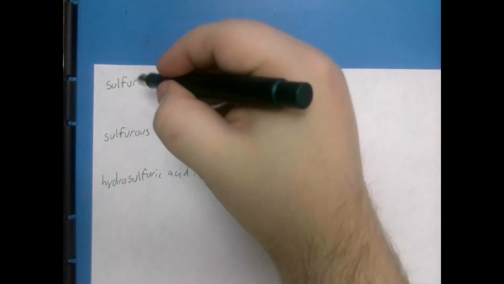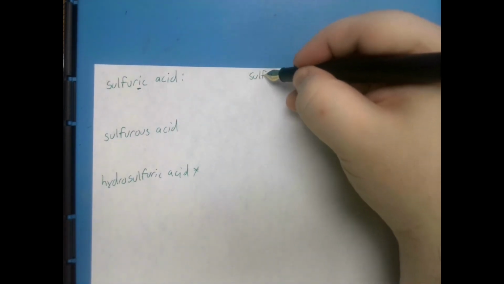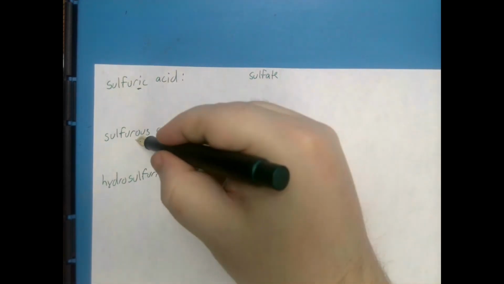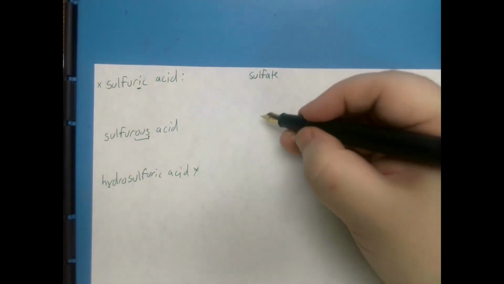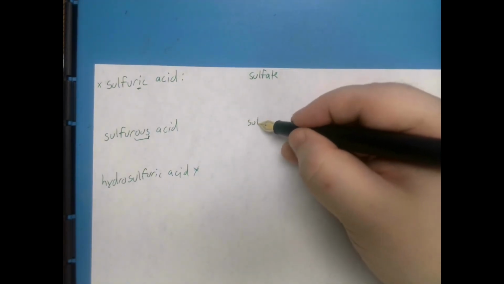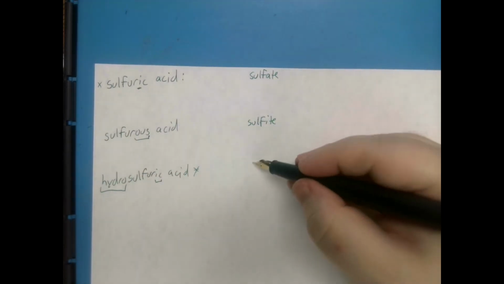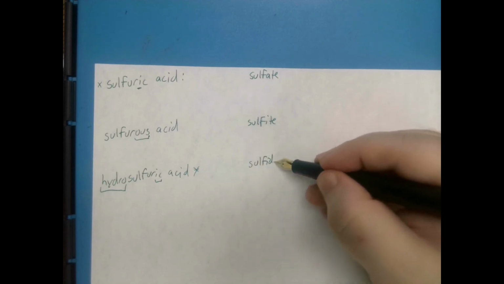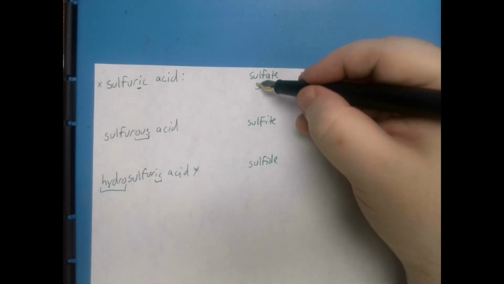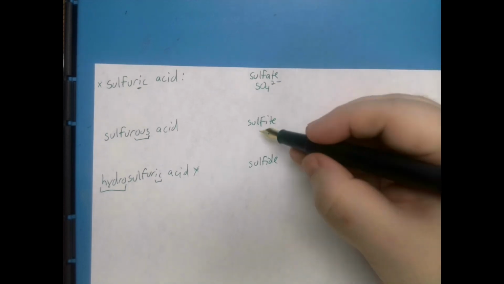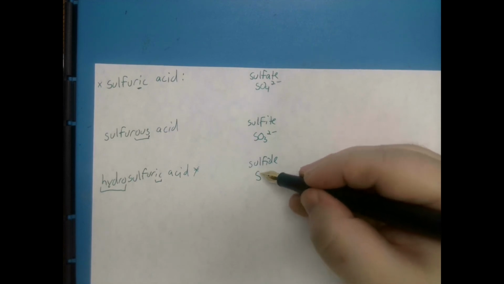So the IC tells us we're going to have the ion sulfate. The IC without the hydro tells us it's sulfate. The OUS tells us it's sulfite. And the hydro with the IC tells us this is going to be sulfide. So sulfate is SO4. And that has a 6, that's an 8, so that has a 2 charge. This would be SO3 with 2 charge. And sulfur is 2 charge.